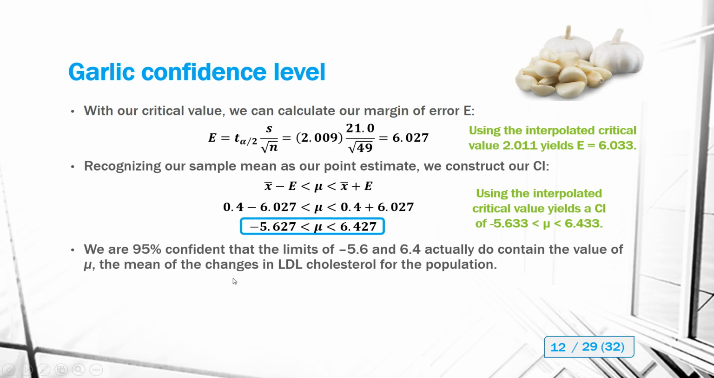This means we're 95% confident that the limits of negative 5.6 and 6.4 actually contain the value of the population mean mu, which is the mean of the changes of LDL cholesterol for the population.